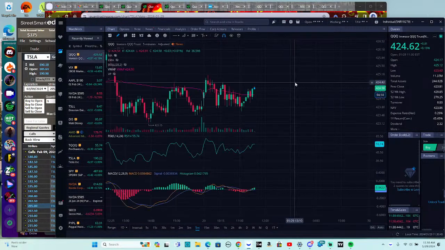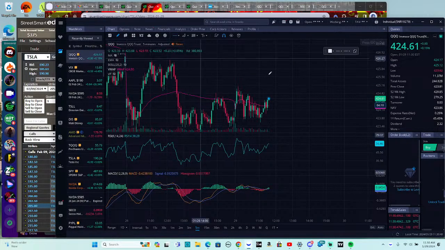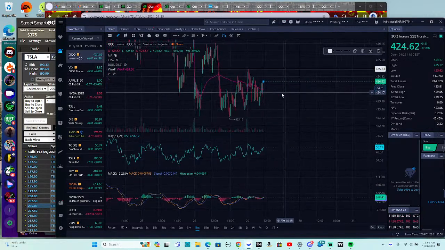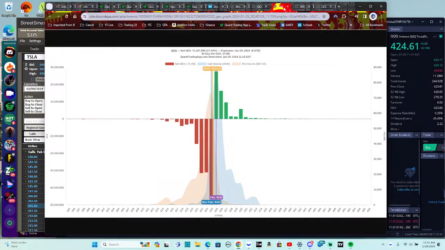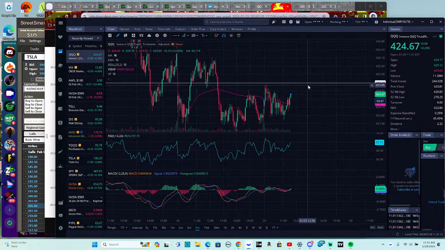Is that 425 yet on the QQQs? I want to know what the QQQs are going to do at that level right there. Because this absolute GEX is right at 425. And it's also lining up with our chart, 425.